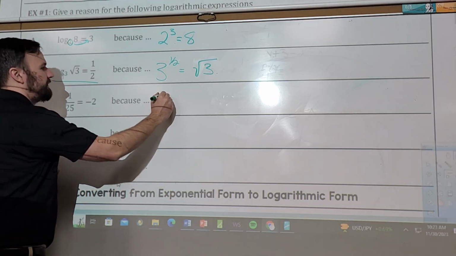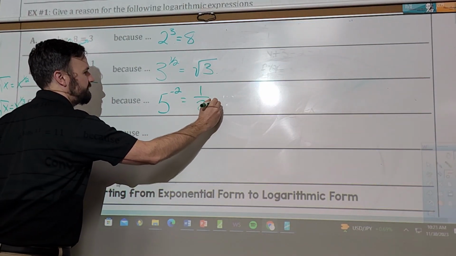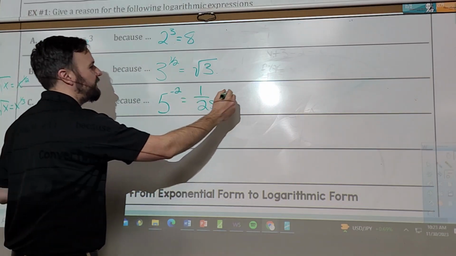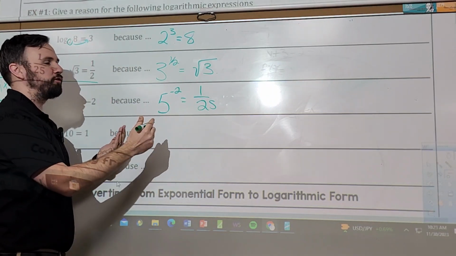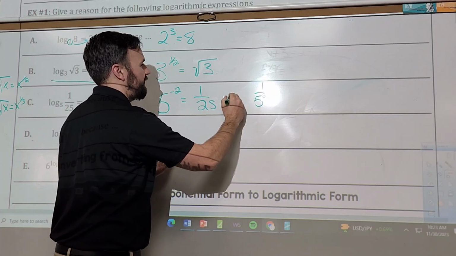What about this one? Does 5 to the -2 equal 1 over 25? Yeah, because remember, what do I do with my negative exponents? They move down, right?